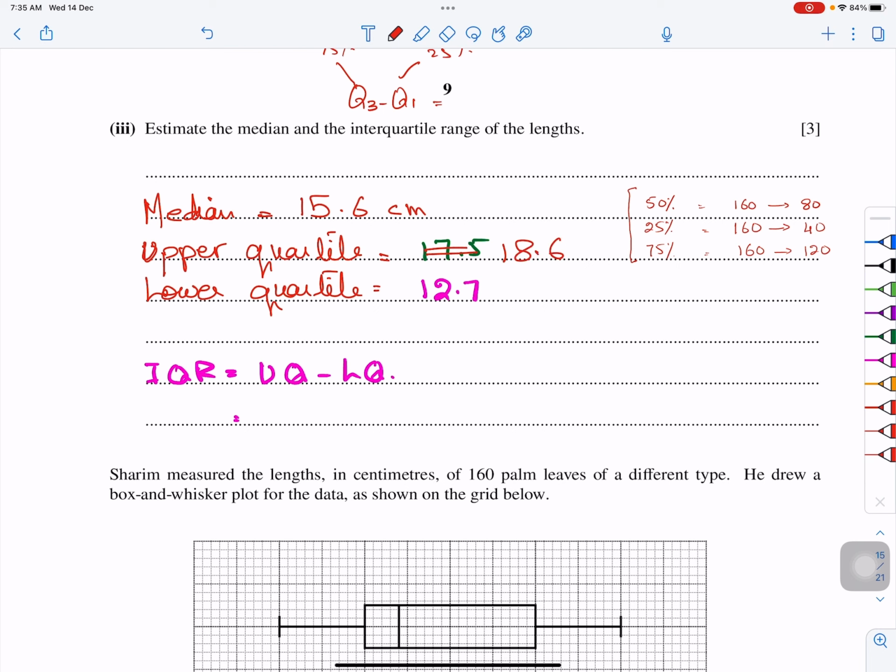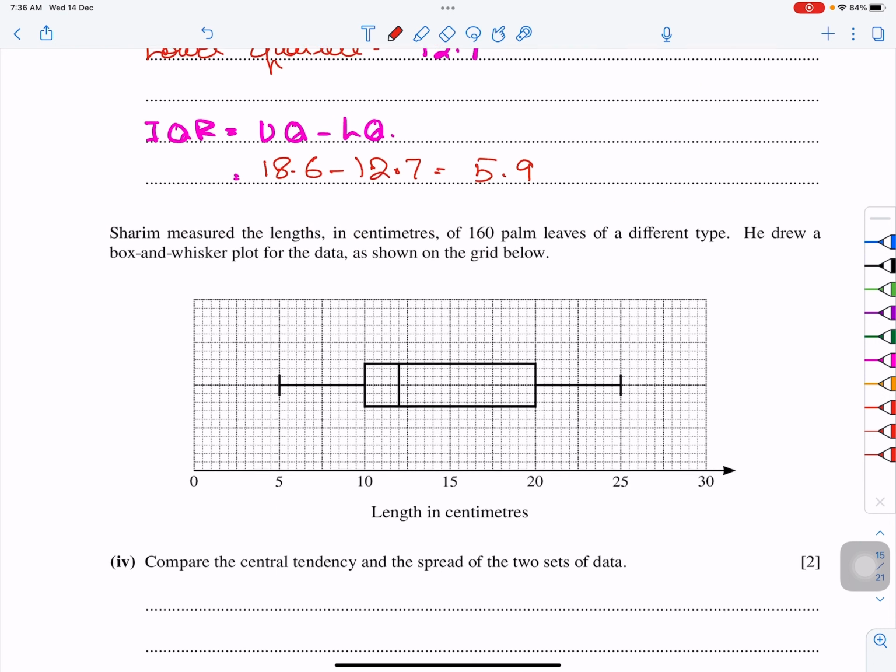Okay, so now the reading is 18.6 minus 12.7. So what is the answer? Let's check it on the calculator. 18.6 minus 12.7 is 5.9. So this is your interquartile range. Okay, now let's see the next part of the question.